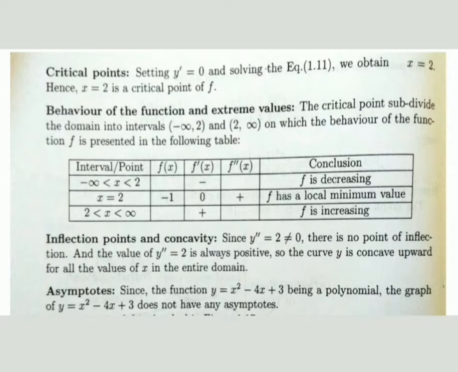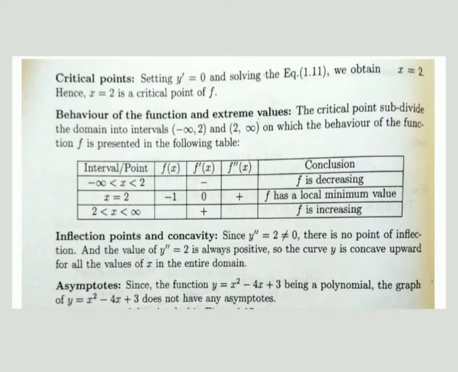Now x is equal to 2, which I will consider as the critical point. So therefore y dash, or f dash, is 0. Now what about the f of x? We have f of x is x square minus 4x plus 3. As x is equal to 2, we get 4 minus 8 plus 3. So what will we obtain? That is minus 1.